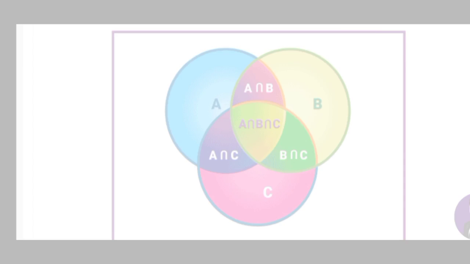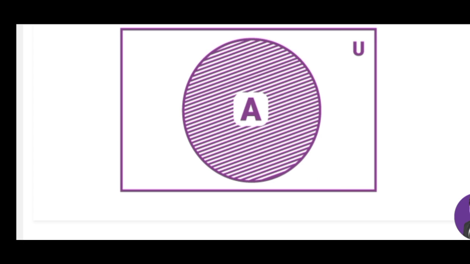B is not there. So for you to draw a Venn diagram, you must know the universal set and you must know the set. The circle inside this diagram is what we call set A, and outside the circle is what we call the universal set. So set A is inside the universal set.